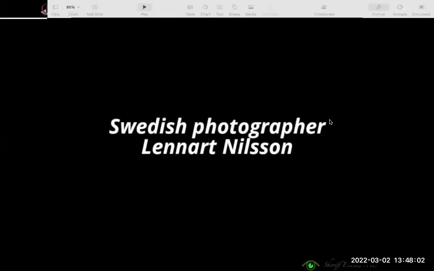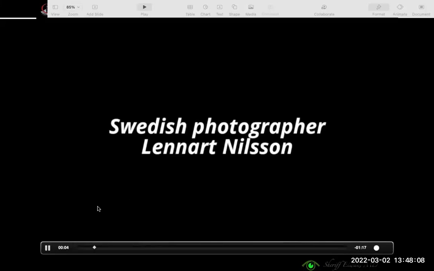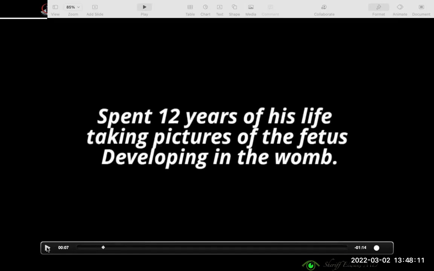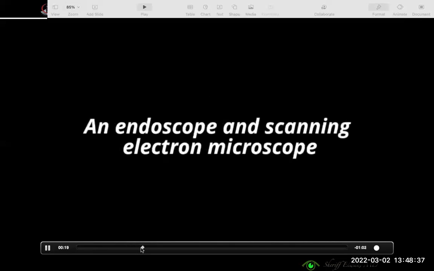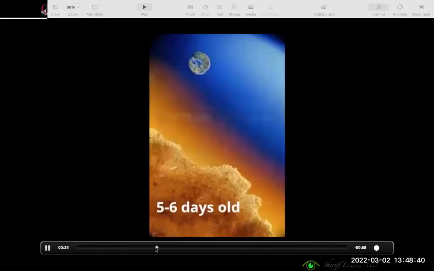Now, a Swedish photographer called Lennart Nilsson made this historic, groundbreaking work. He spent 12 years of his life taking pictures of the human fetus, not the embryo, the human fetus developing in the uterus. In this task, he used conventional cameras with micro lenses, but he aided himself with endoscopes and scanning electron microscope. And these are the results.